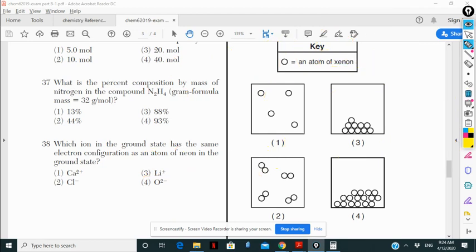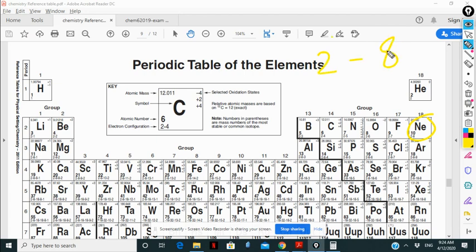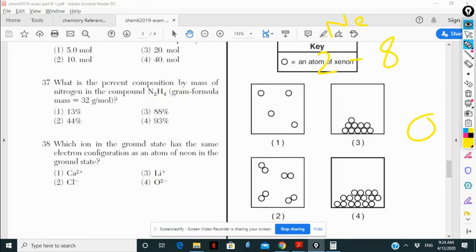Which ion in the ground state has the same electron configuration as the atom of neon? So the first thing, I have to go for neon to know the configuration. Neon is 2, 8. Now, what are the elements you're giving me? You're giving me calcium plus 2, chlorine minus 1, lithium plus 1, oxygen minus 2.